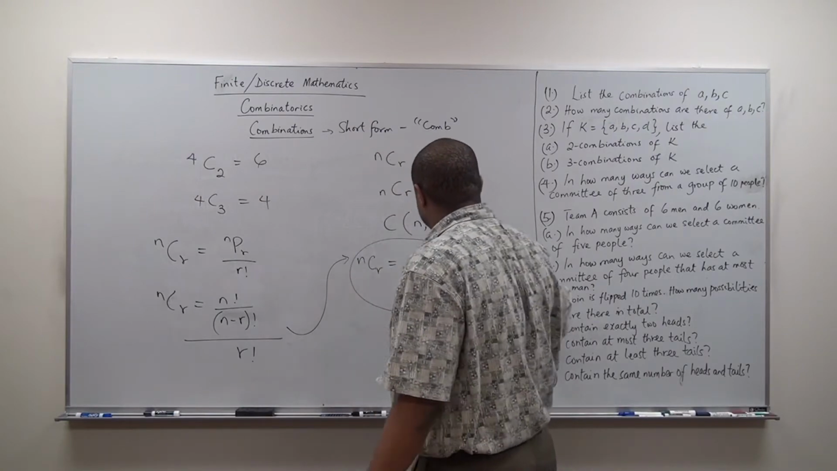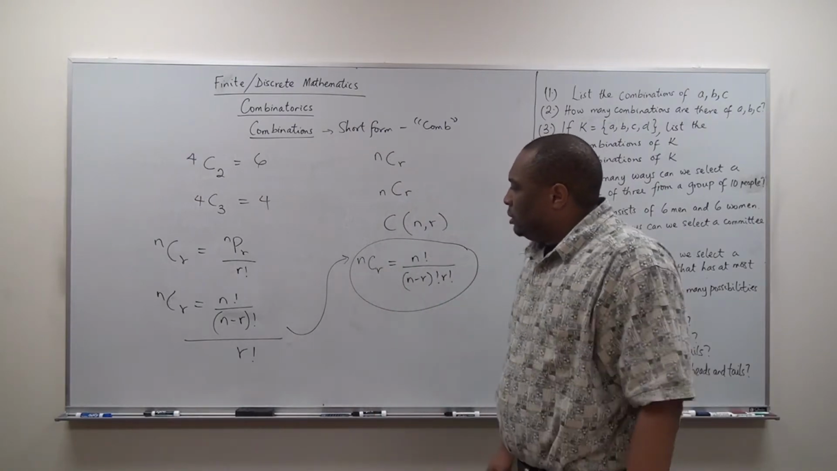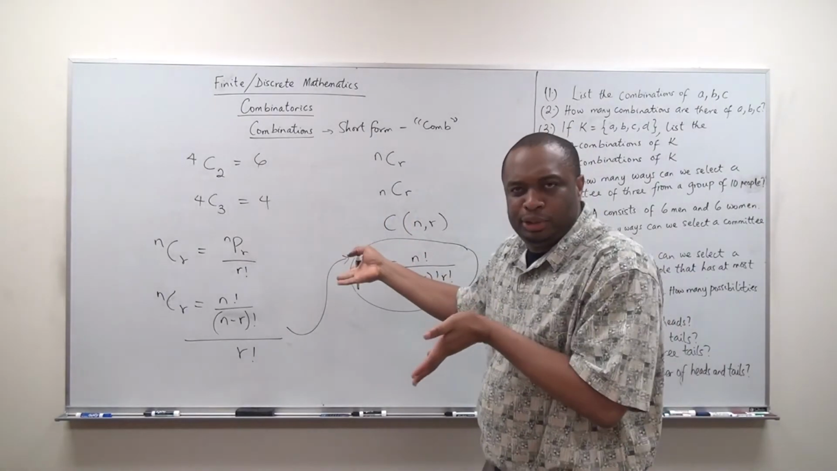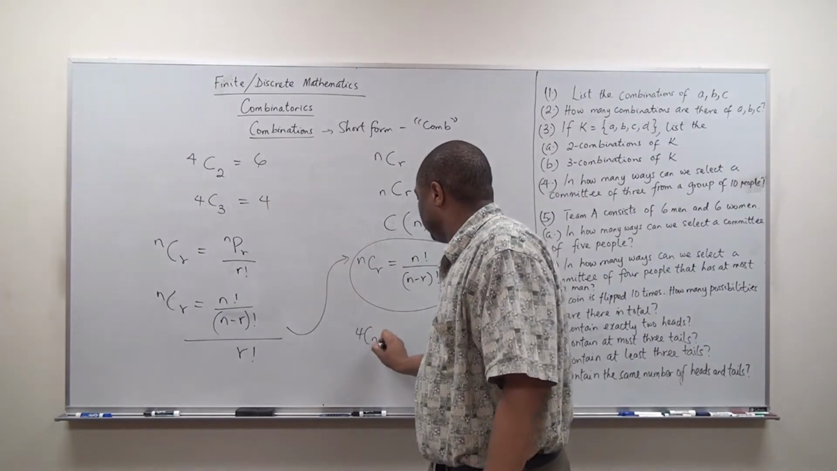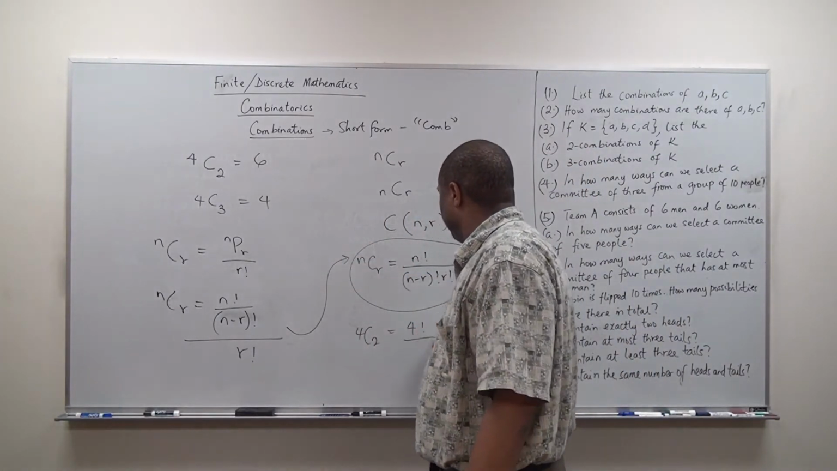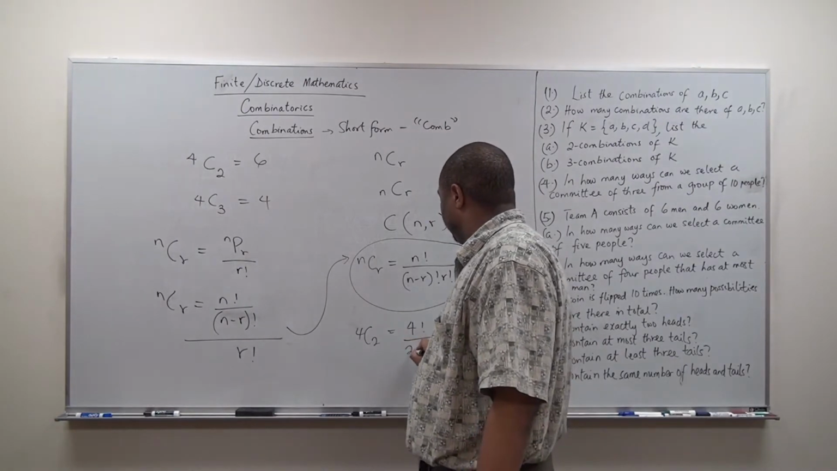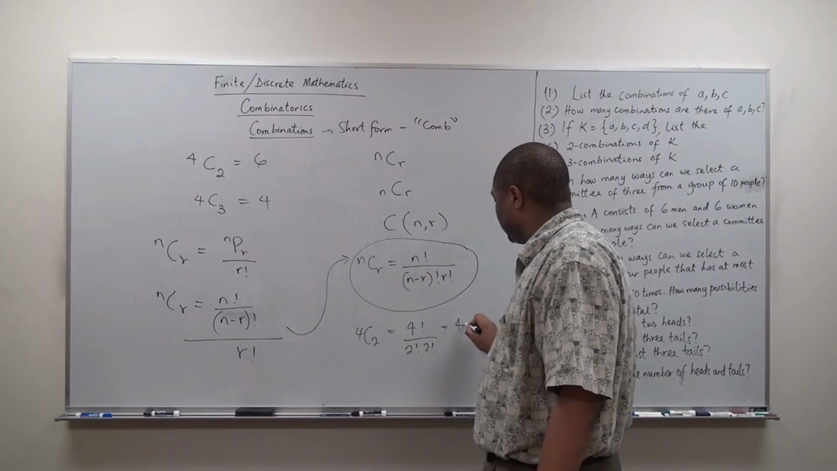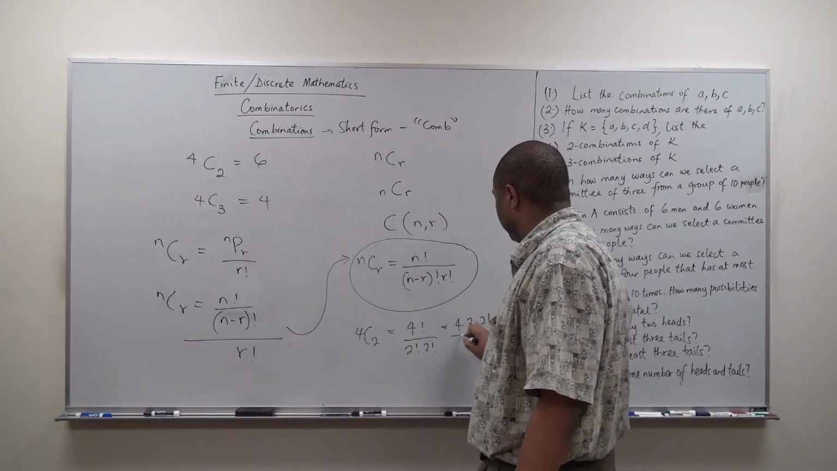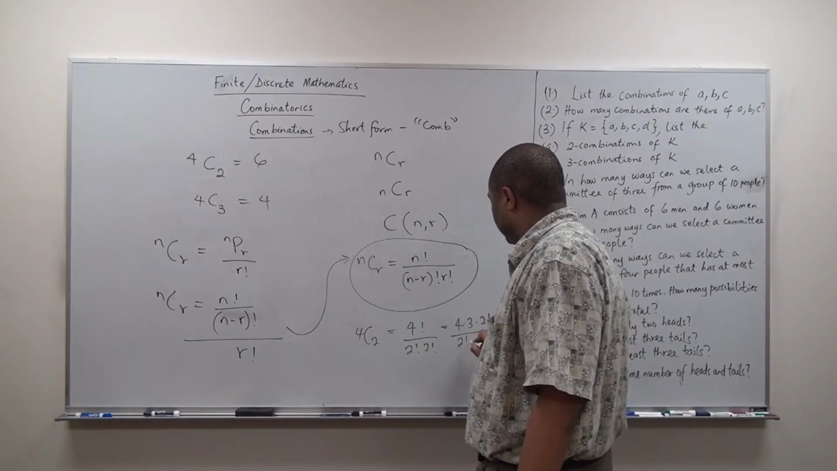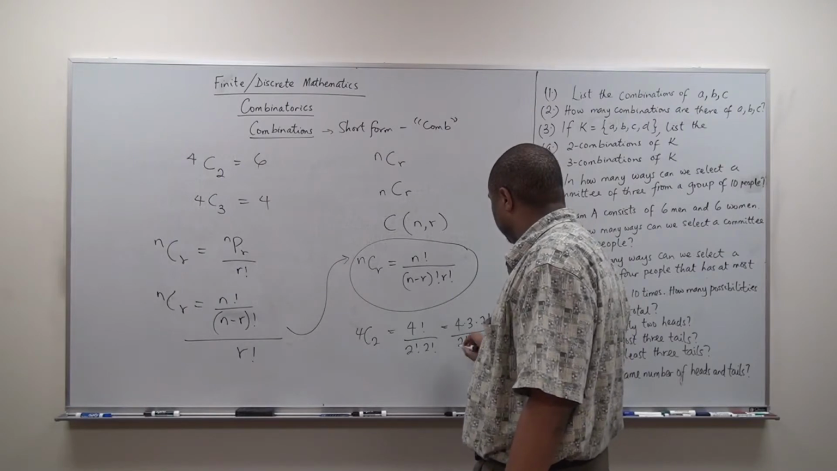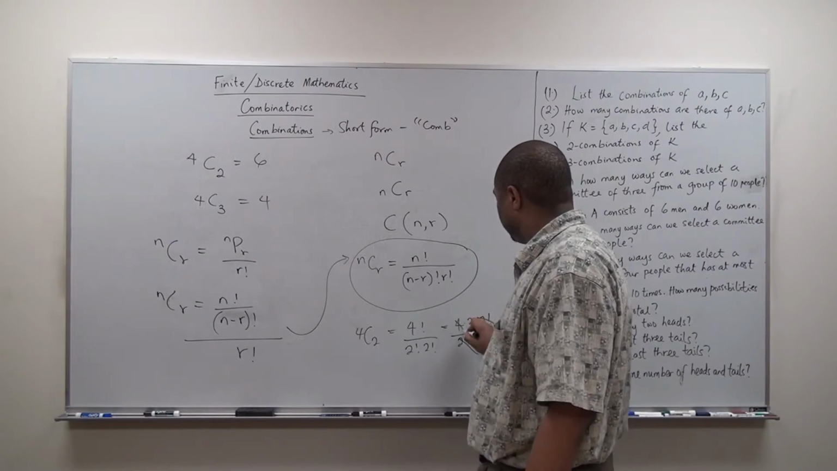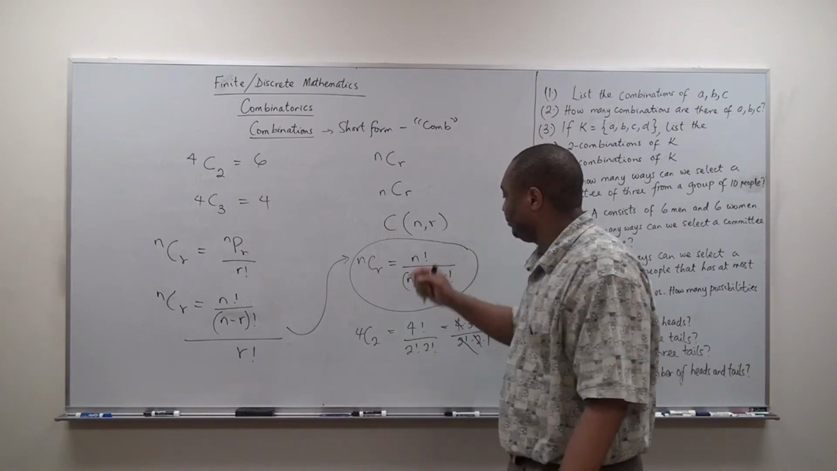This is what we got. So if we had 4 choose 2, this is 4 factorial over 4 minus 2, which is 2 factorial, then 2 factorial. And that gives us what? 4 times 3 times 2 factorial over 2 factorial times 2 times 1. The 2 factorial will cross out, the 2 will cross out 2, and it gives us 6.